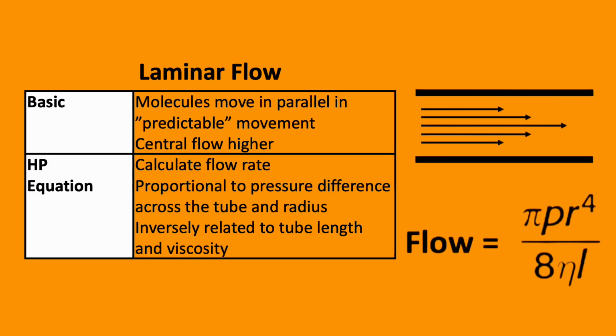Fluid within a cannula is described as laminar flow. Molecules within that fluid move in parallel in a particular movement, with a central higher flow rate. Laminar flow is described via the Hagen-Poiseuille equation, whereby on the top line, pi is multiplied by the pressure difference across the tube, multiplied by the radius to the power of 4, divided by 8 multiplied by the viscosity and the length. Therefore, if you have a cannula and you wish to deliver a large volume of fluid, the best way would be to have a significant pressure difference, a large radius and a short length.